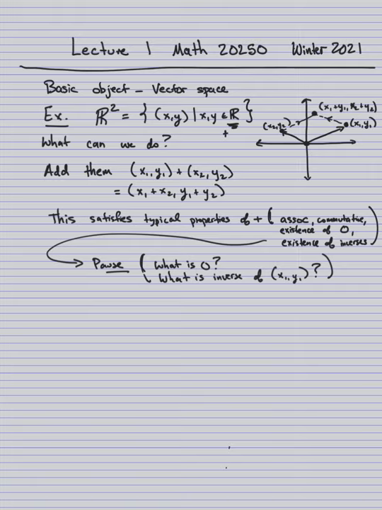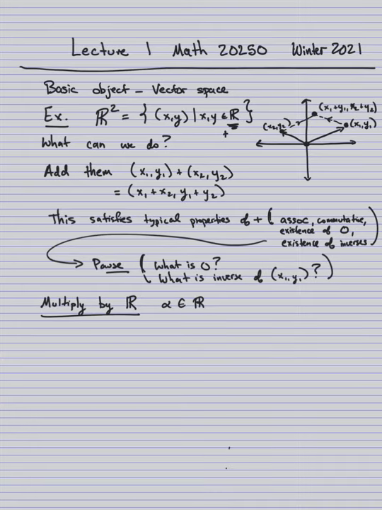Okay, so that's one thing we can do if we have pairs of real numbers. We can add them just coordinate by coordinate. Another thing we can do is that we can multiply by real numbers. So for alpha in R, we can take a pair of real numbers (x, y) and multiply this by alpha, and the way that we do this is just multiply each x and each y by alpha.